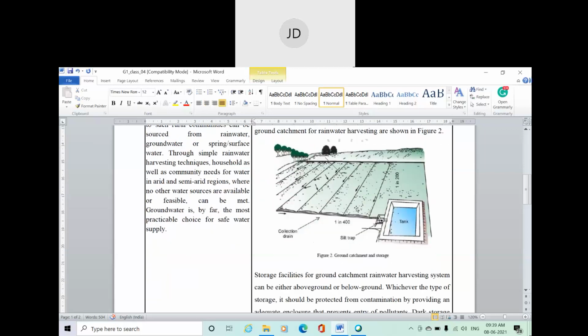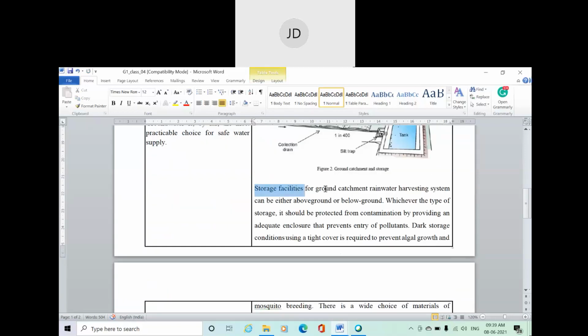So this is the basic diagram. This is a collection drain. You can see this is the main rainwater collection drain, and this drain is connected to the reservoir tank, where a valve is also added. Screening will also be there to remove the debris.